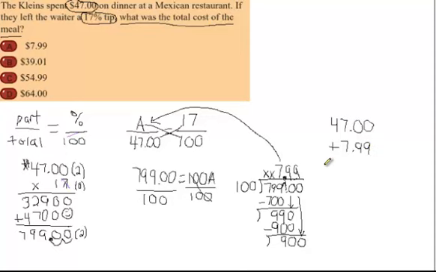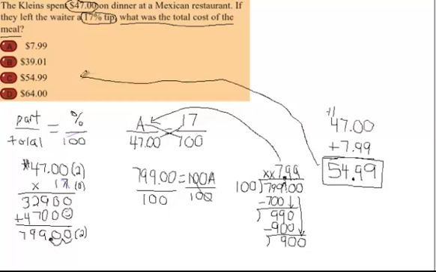Now we're talking. Almost done. 9. Drop it like it's hot. 7 plus 7 is 14. Keep the 4. Bump that 1 up there. There we go. $54.99.